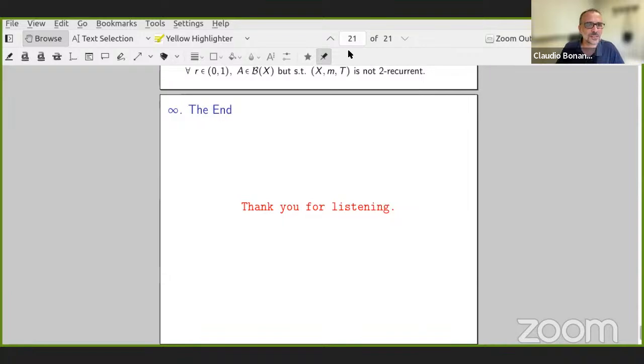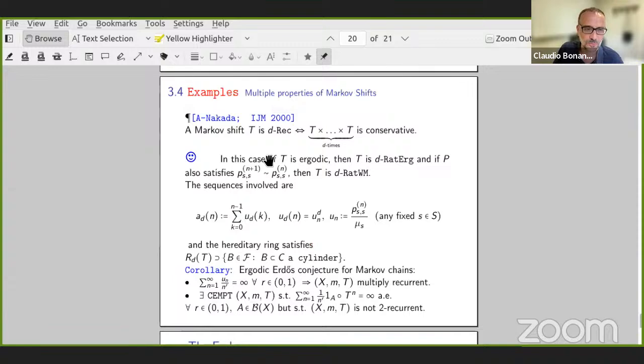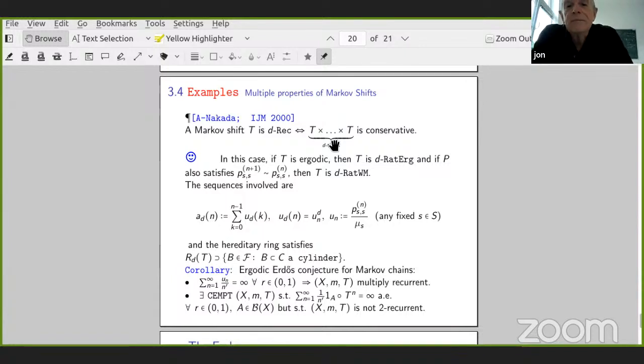Can I just ask a quick question about the last statement? You said that in principle, when you have a result for Markov chains, you expect it to be true also for nice systems. So what are the nice systems for which you know this? Nice systems, yeah, basically.